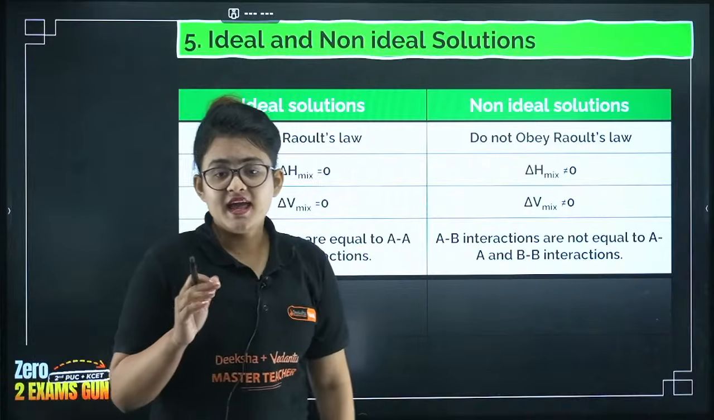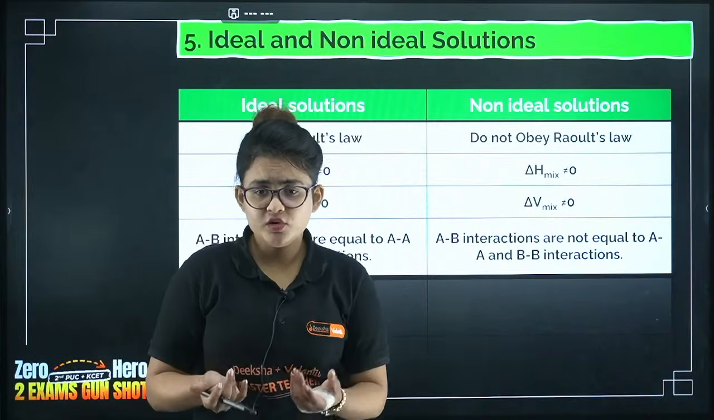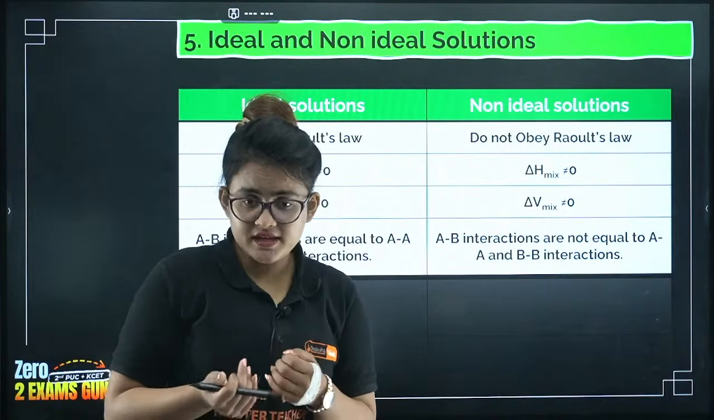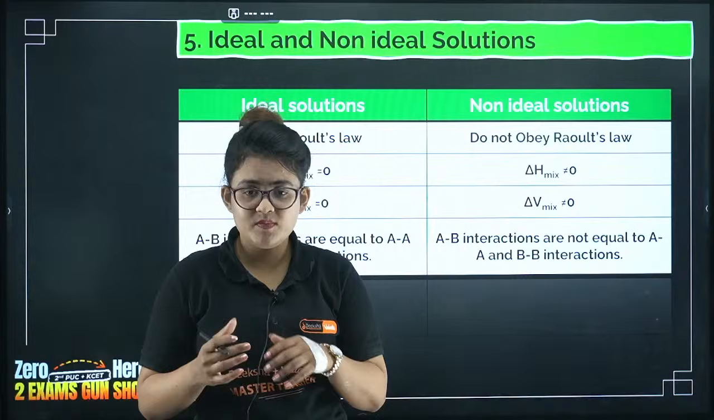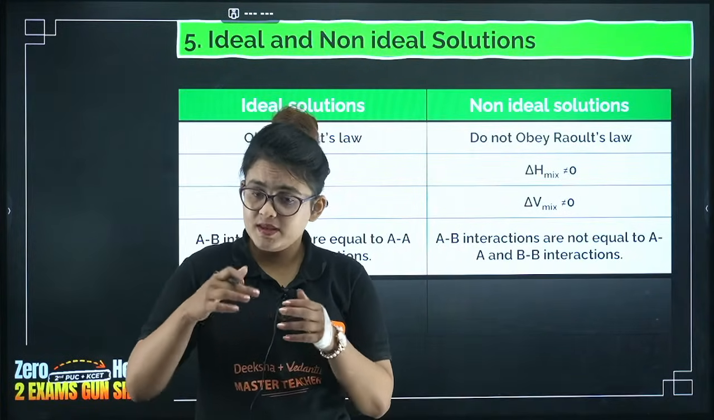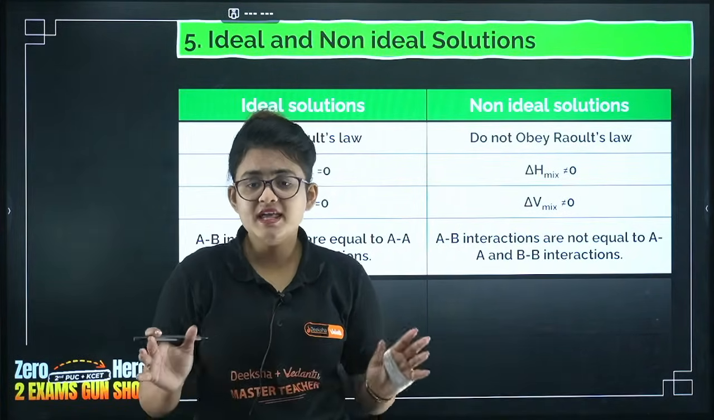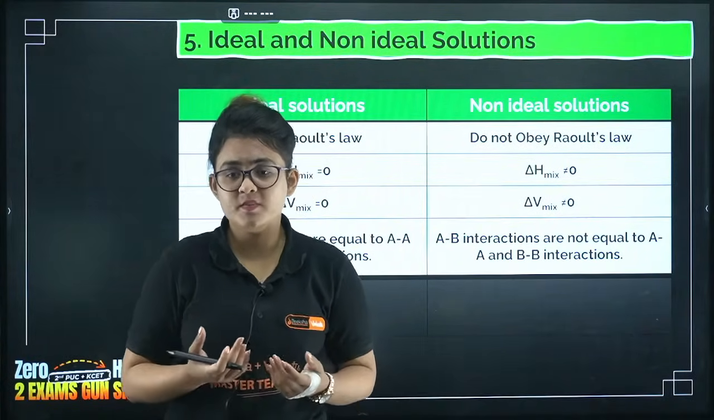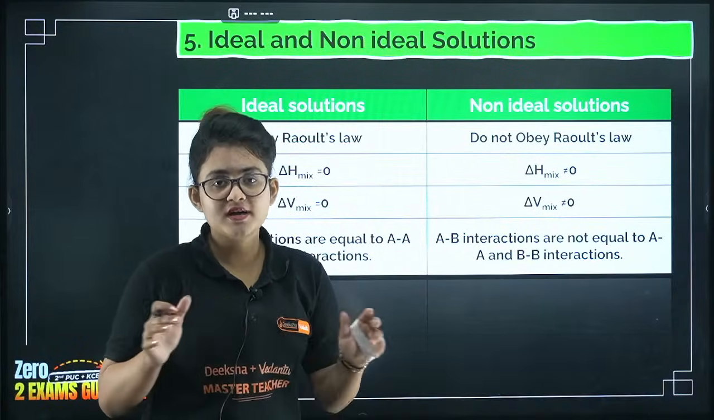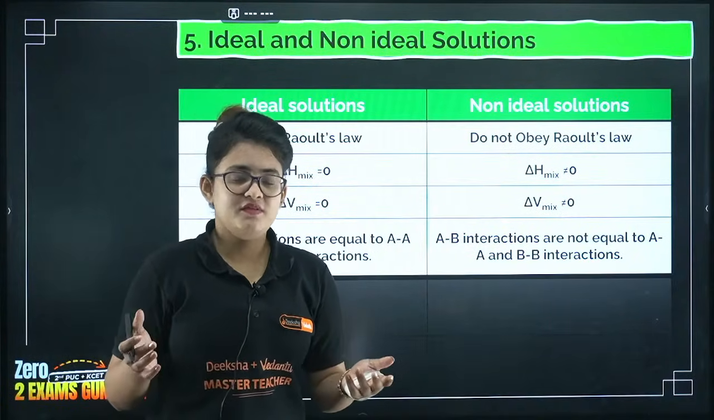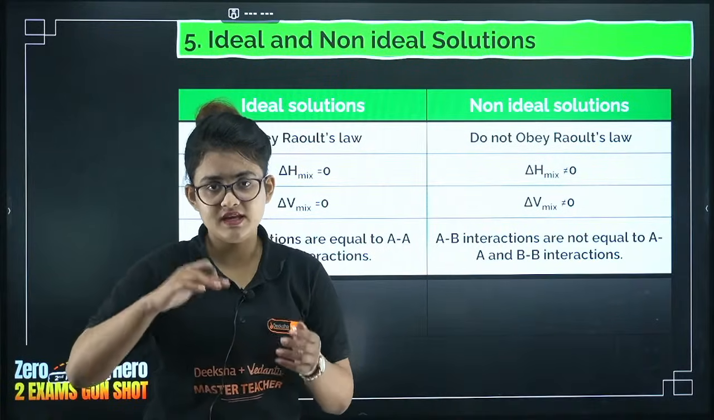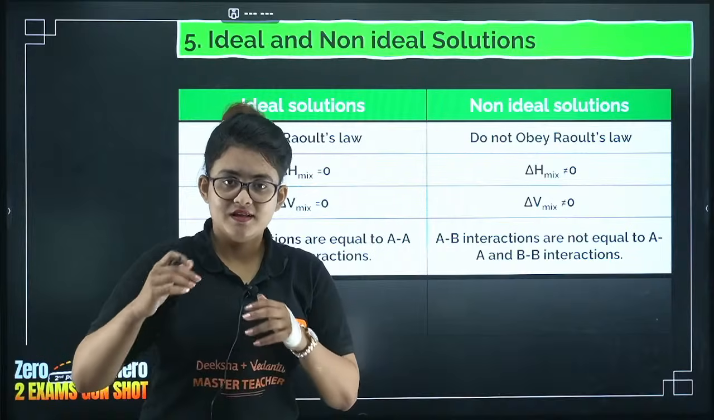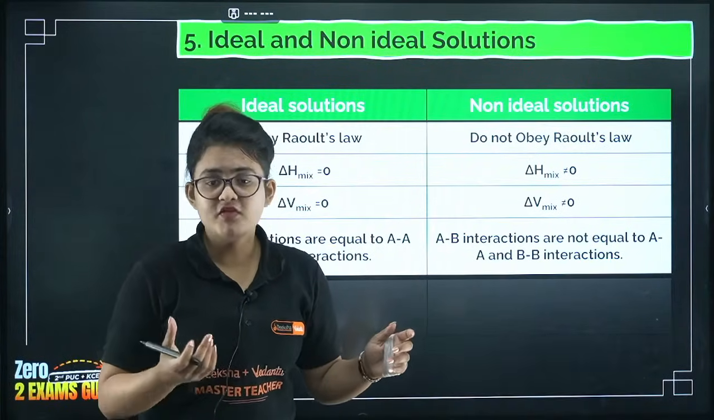So A and B are the two components I told you, a binary mixture I have taken of two volatile liquids. If the interactions AA, BB and AB are equal, then you can call them an ideal solution. Most of the cases, if you take a homologous series as an example, let's say I have taken n-hexane and n-heptane, they are members of a homologous series, right? So they will show the same type of interaction.